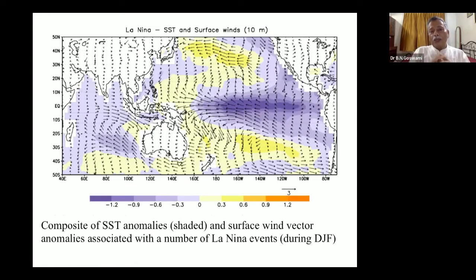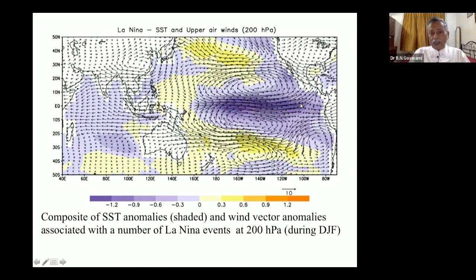Similarly, for the La Nina also, if you take several La Nina events, you have, of course, the negative anomaly here. At low level, there will be divergence of winds, and at the upper level, there will be convergence of winds. That's the opposite. But look at the structure. This is almost the opposite structure to what we can see during the El Nino events.